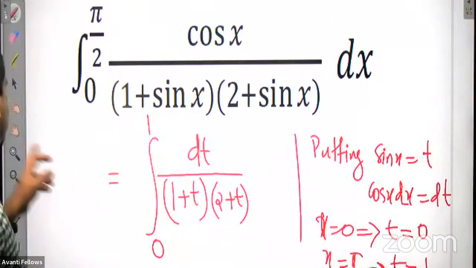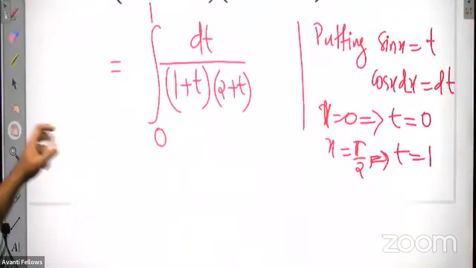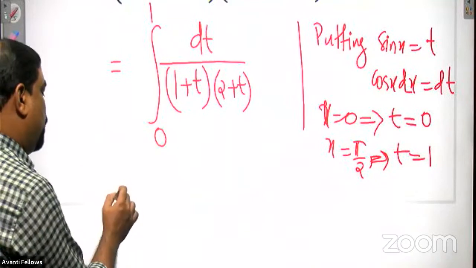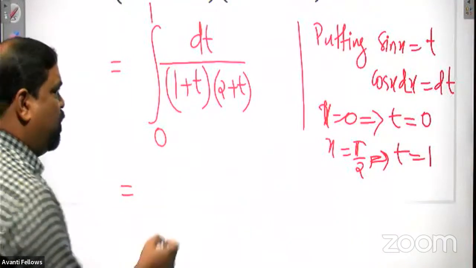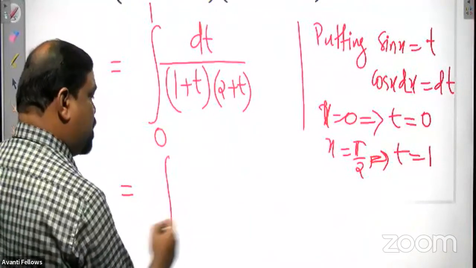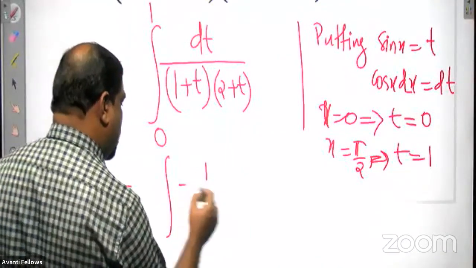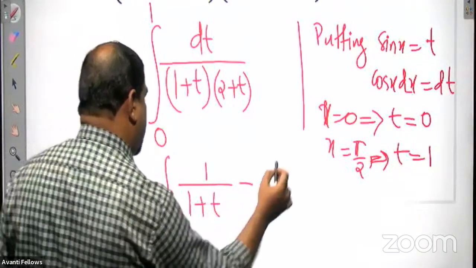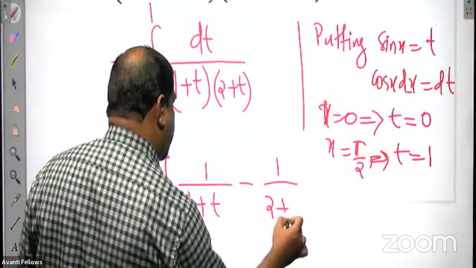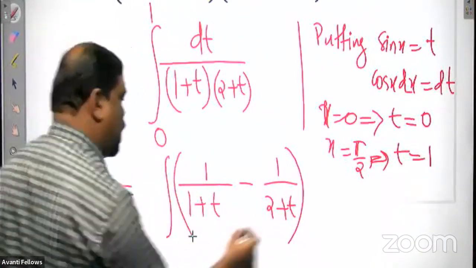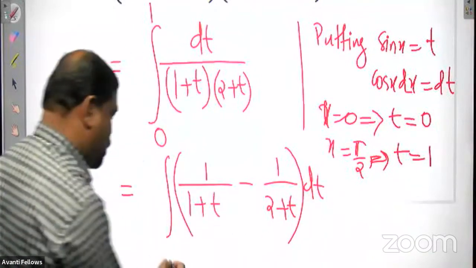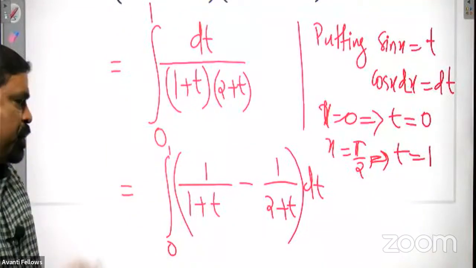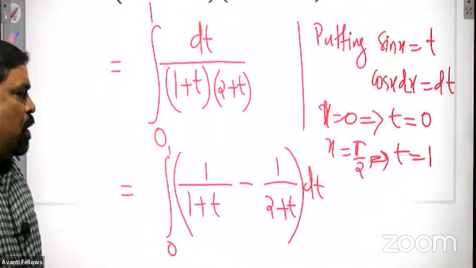Now apply the partial fraction. Okay. Now apply the partial fraction. I think here also the partial fraction, you no need to follow the whole process. Directly, very easily, we can write the partial fraction. The first term will be 1 by 1 plus t minus the second term will be 1 by 2 plus t. Directly we can write. Have a check. Just cross multiply and see whether it is true or not.